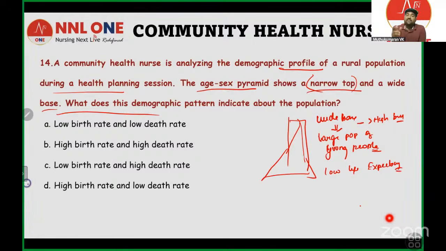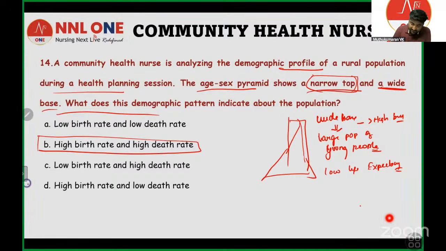Here we are looking at healthy adjusted life, so how much has life been affected? It indicates low life expectancy. So that is named as narrow top and wide base. They are telling us there are more young people, so high birth rate is there, and high death rate is also there. So what will be the answer? The answer is B.